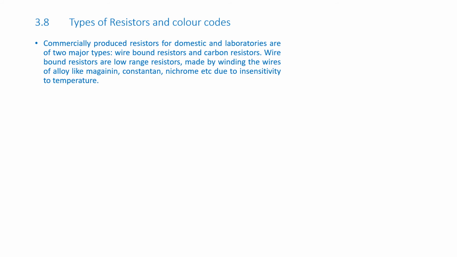In this section 3.8, the types of resistors and color codes. Commercially produced resistors for domestic and laboratory use are of two major types, wire-wound resistors and carbon resistors. Wire-wound resistors are low-range resistors made by winding wires of alloys like manganese, constantan, nichrome, etc., due to insensitivity to temperature. That means their resistance does not change with increase in temperature.